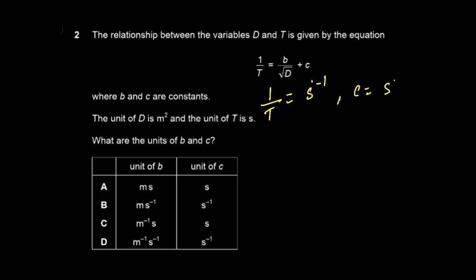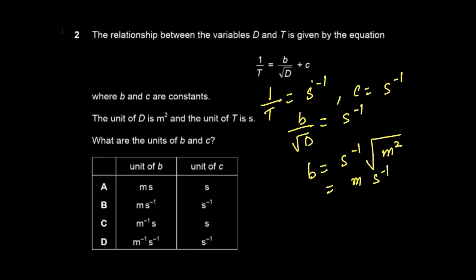So the unit of c is equal to s inverse, and the unit of b upon root d is also equal to s inverse. So the unit of b is equal to s inverse times root d, and the unit of d is meter square, which is equal to meter per second. So out of 4, option B is correct. Unit of b is meter per second and unit of c is per second.